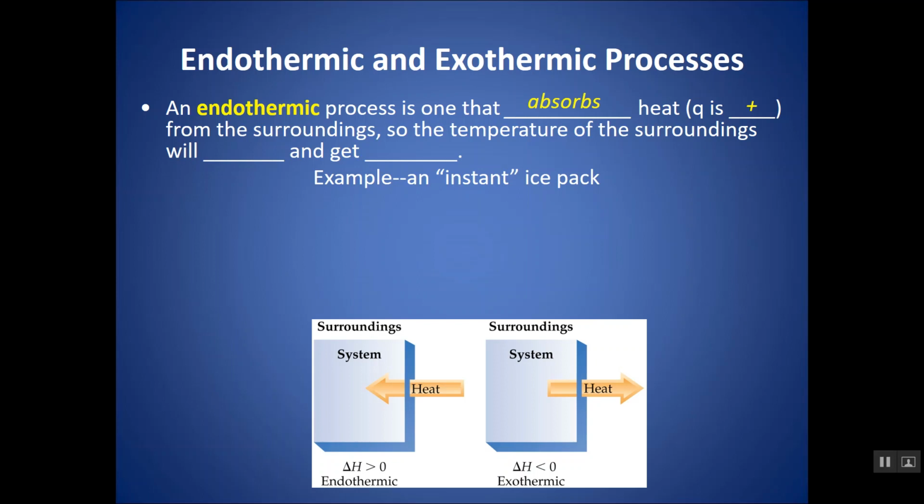So the sign is all about the direction of heat, and the magnitude, the value, the number you see is how much. So endothermic absorbs heat. Where does it come from? It comes from the surroundings. So let's say we're carrying out a reaction in a container.